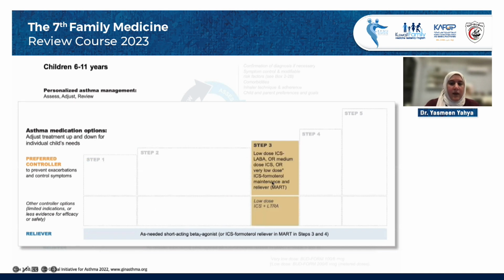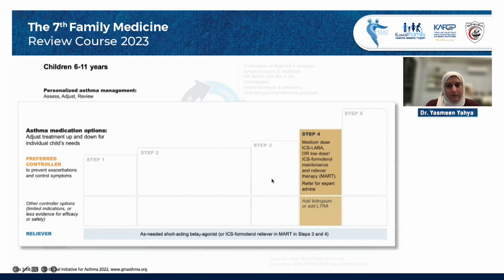Here, you can give formoterol as Symbicort, but it should be a very low dose, which is not available in our primary care. It should be 100 or 80. And then for the medium dose, you can give the dose which is available, the Symbicort 160. This is considered a medium dose, and it's considered step 4.